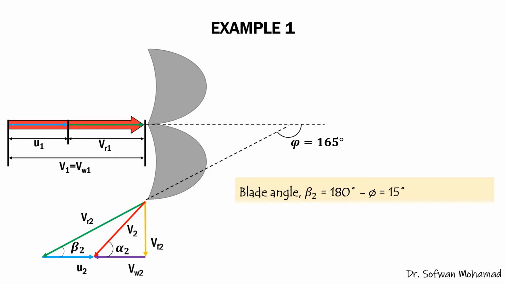angle of deflection, which is beta 2 equal 180 degrees minus phi, which is minus 165. So beta 2 is equal to 15 degrees.